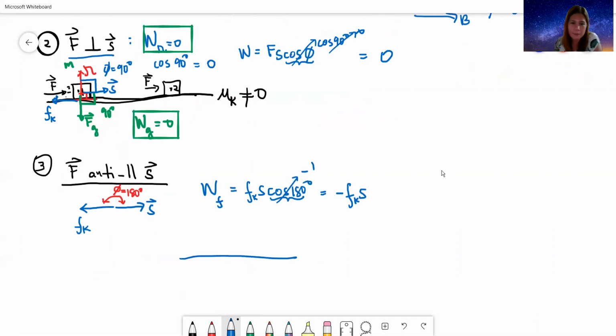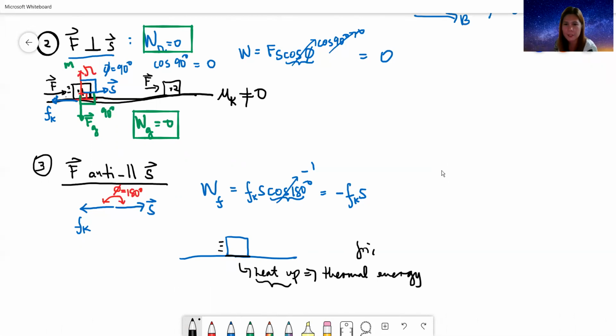Because of the rubbing of the bottom of the box and the floor, the area of contact will heat up while rubbing. So the heating up is already an energy transformation. It becomes thermal energy, because of the rubbing, because of friction.